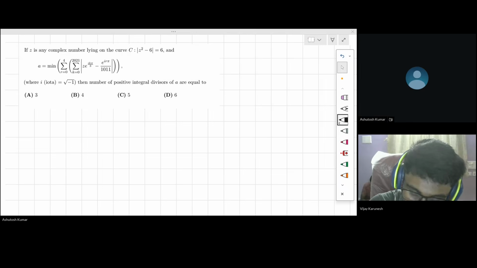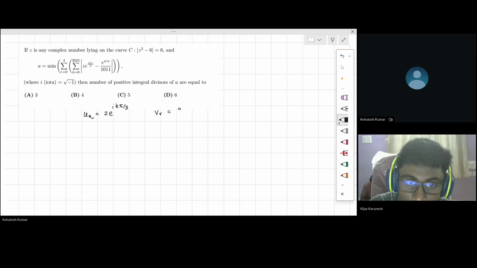So let's try. Suppose we have uk is equal to z e to the power i k pi by 3, and vr is equal to e to the power i r pi by 1011.